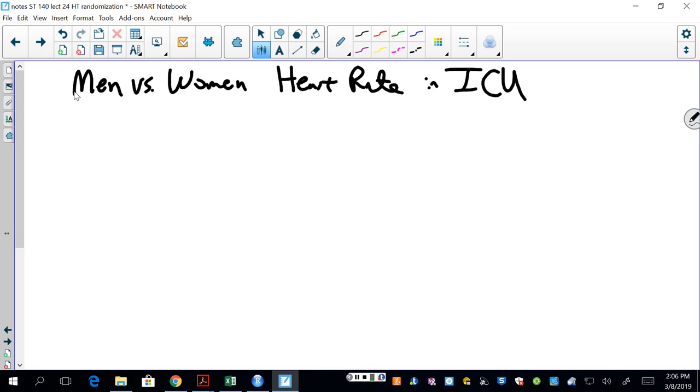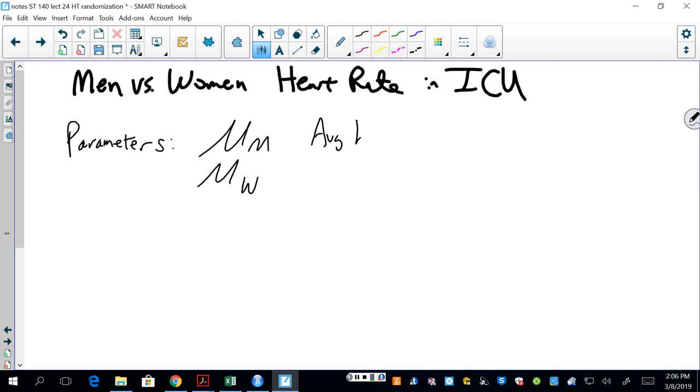So what parameters are involved? Our hypotheses and our confidence intervals are always about parameters, population characteristics, general characteristics of groups. So what are two parameters here? Heart rate. Whose heart rate? Men and women. So there's the average heart rate for men, and there's an average heart rate for women. The average heart rate for men coming into the ICU, and the average heart rate for women.